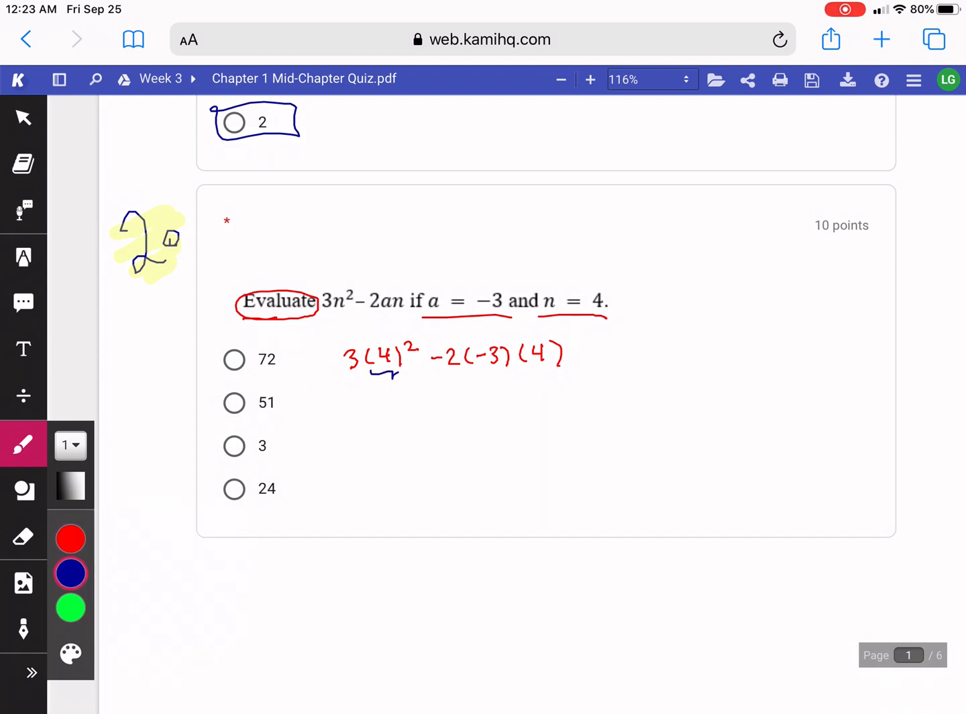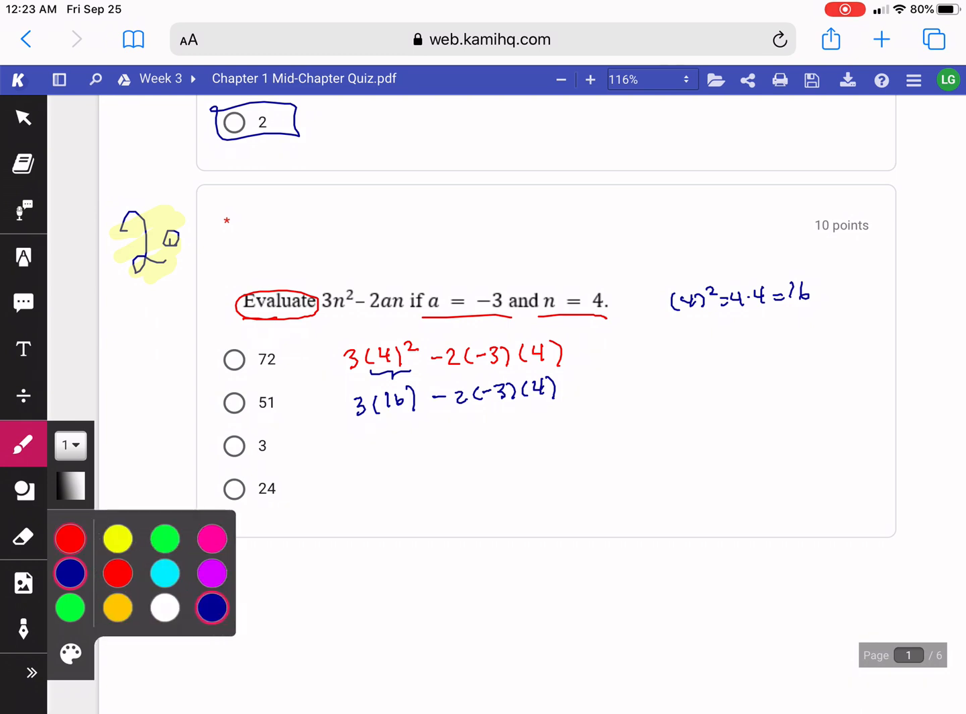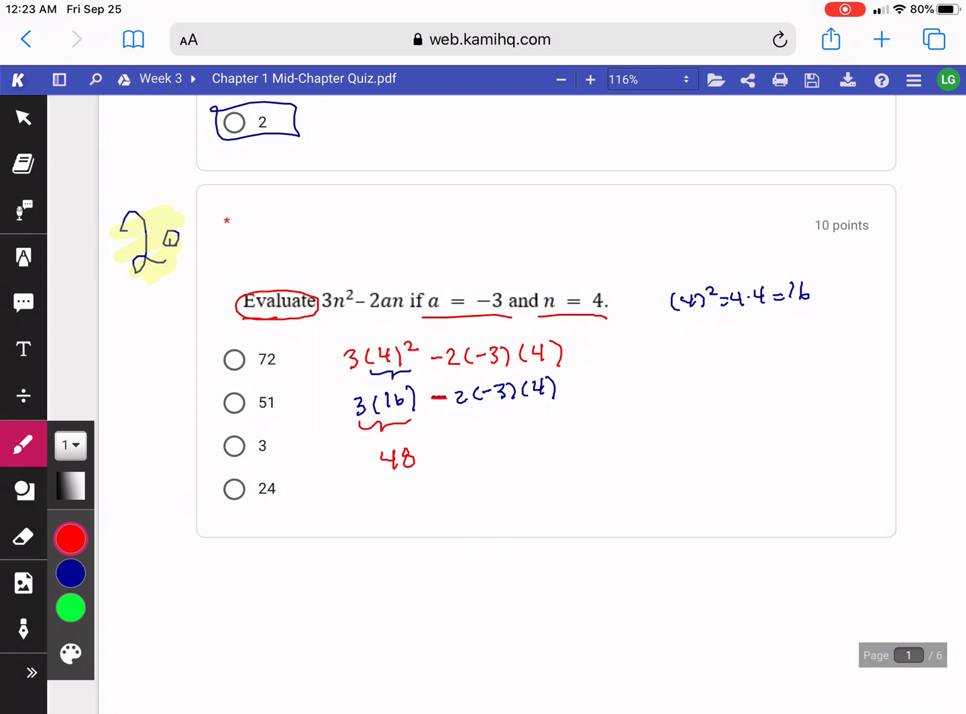So 4 squared means we're doing 4 times 4, which is 16. So this becomes 3 times 16. Next, I want to do any multiplication I see. So 3 times 16 is 48. Here I have minus. 2 times negative 3 is negative 6. So that becomes negative 6 times 4. And then negative 6 times 4 is negative 24.